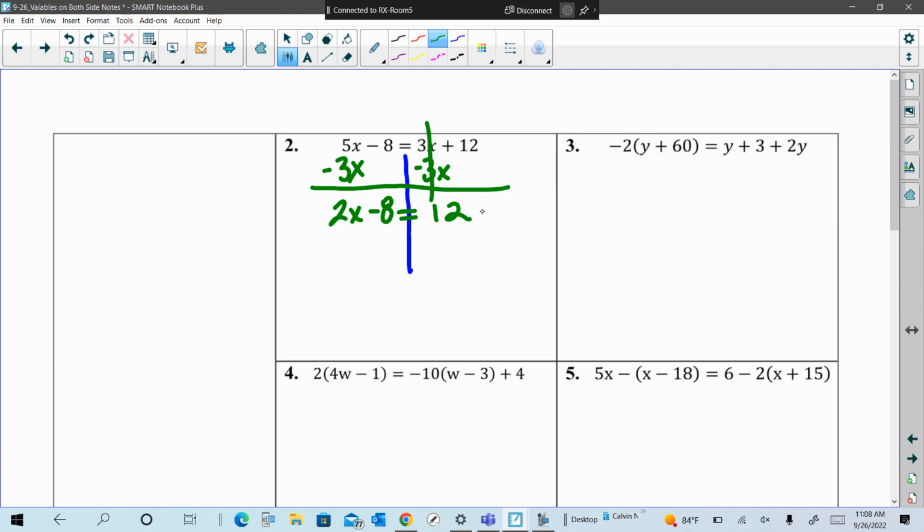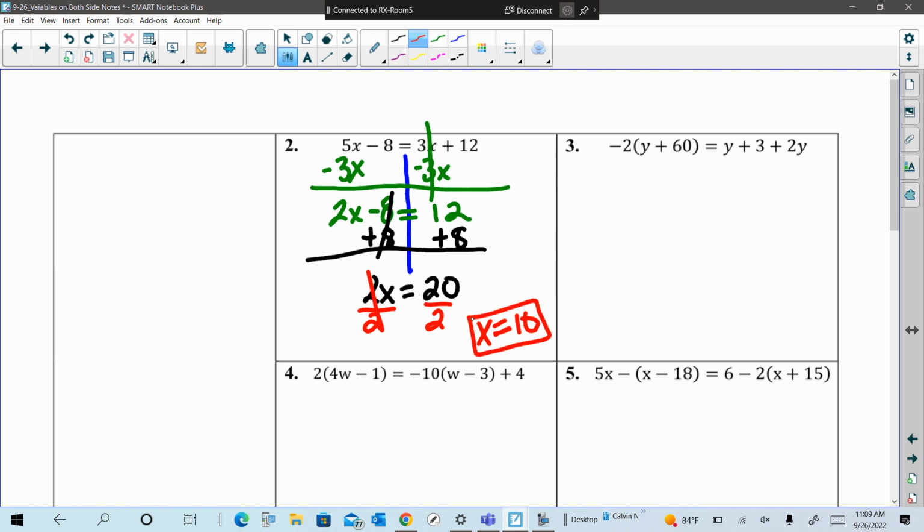So we did step 3, move the smallest variable. What is step 4? Add or subtract the constant. So that should be plus 8 and plus 8. The constant is that negative 8. When I do that, I'm going to cancel out the constant, and you're left with 2x equals 20. Divide by the coefficient, which is 2. So the coefficient is gone. So now we get x equals 10.